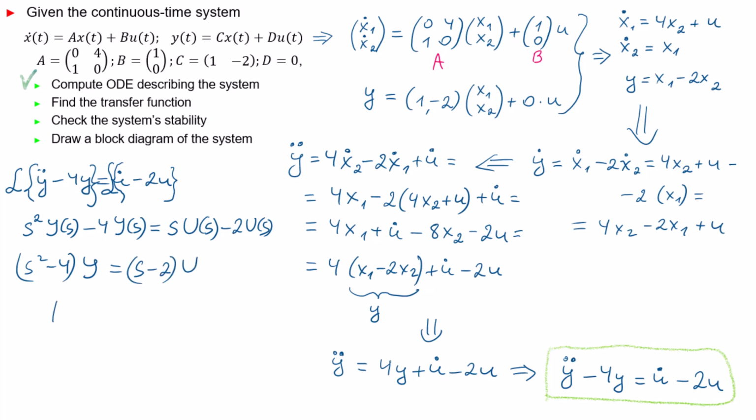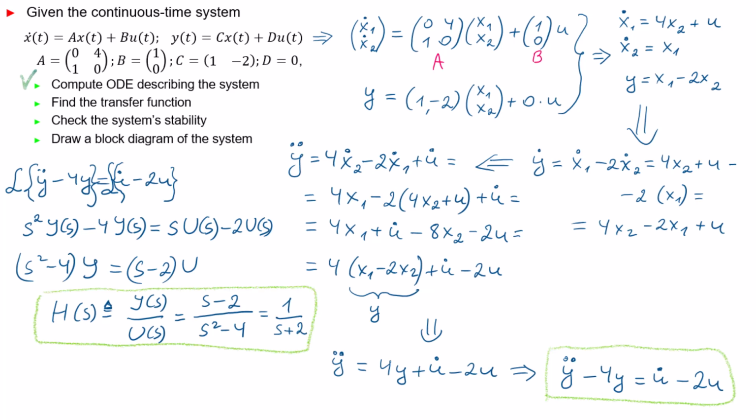But H of s, which is a transfer function, is defined as Y divided by U. So as you can see from that equation, algebraically you can get that the transfer function is s minus 2 divided by s squared minus 4. Or you can even simplify that and cancel s minus 2, and you will get 1 divided by s plus 2. Alright, so we got the transfer function, and the transfer function after cancellations of zeros and poles.